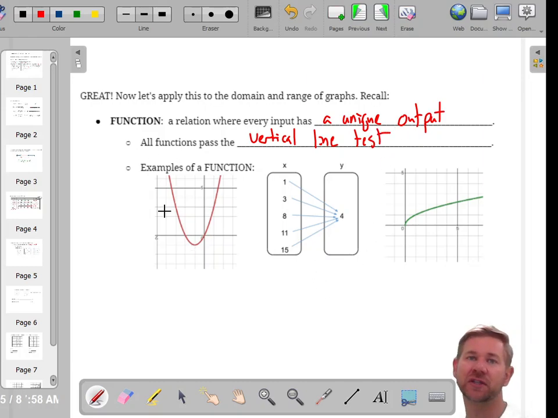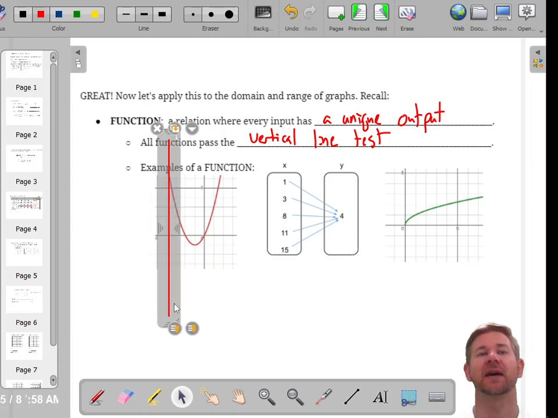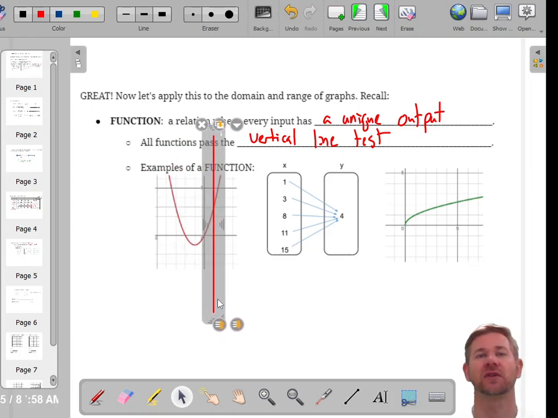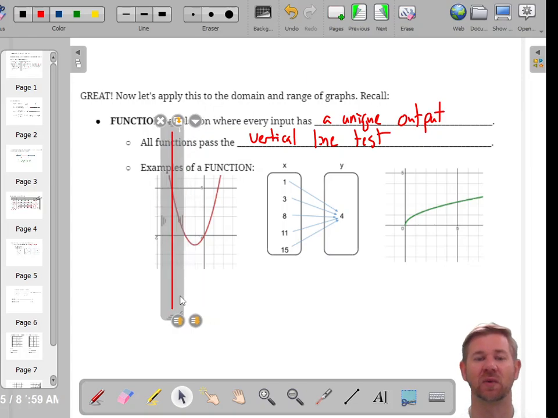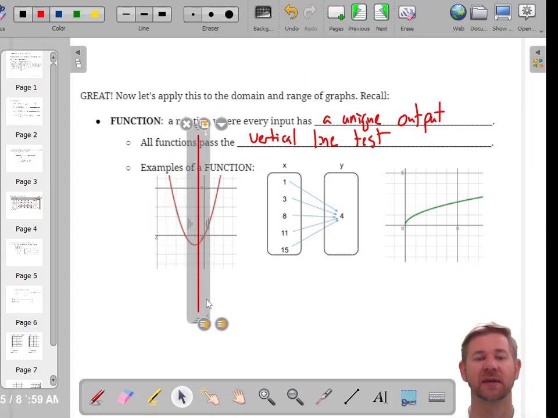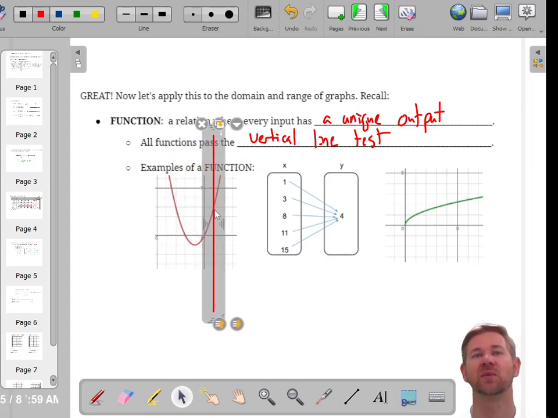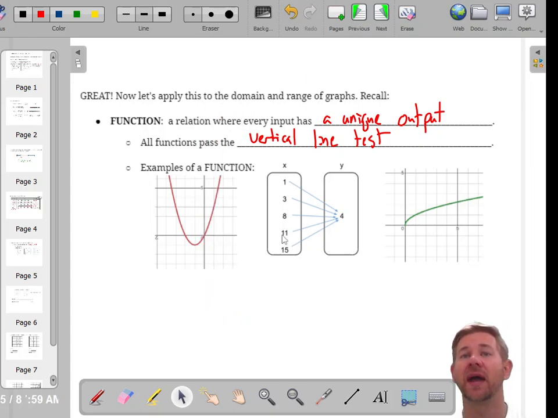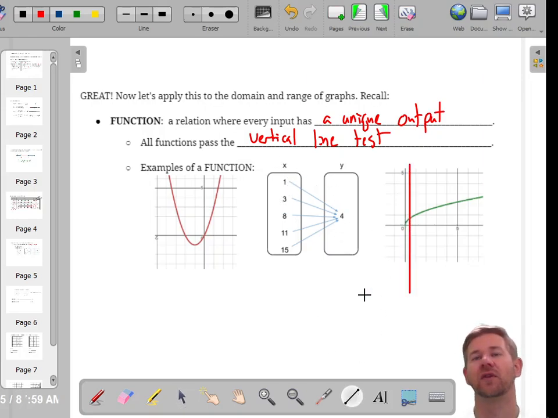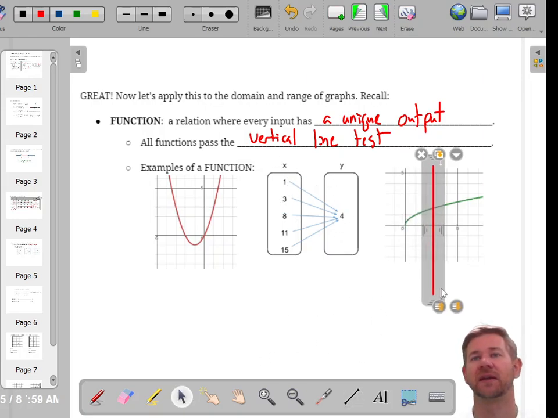So, examples of a function. This is a function. The vertical line test means as I drag a vertical line across, this vertical line never intersects with the function more than once. So it's only hitting it one time. See how it's only intersecting one time? That means it's a function. The second one, there is no x value that repeats, and no x value has two different outputs. So this is a function. And again, vertical line test. As you go left to right, this is a function.